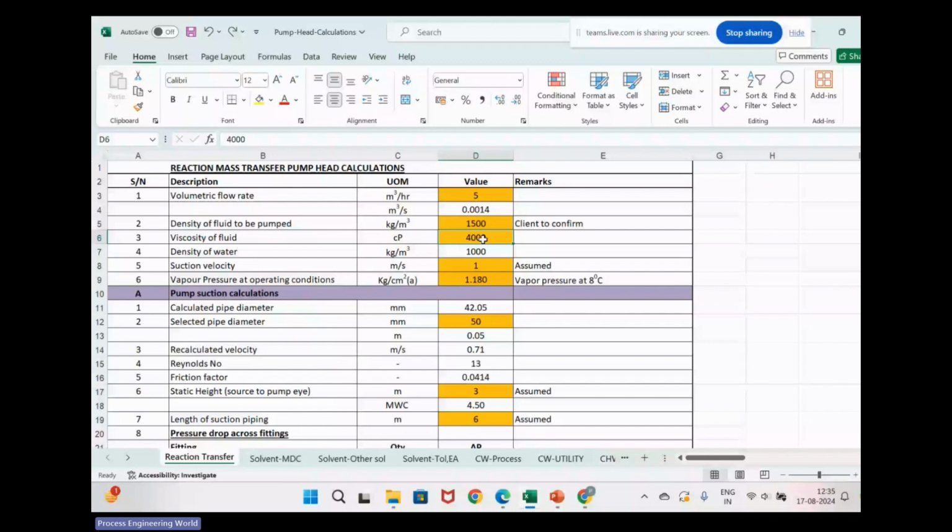But for viscosity, what will happen? How will you take the viscosity if you do not have it?